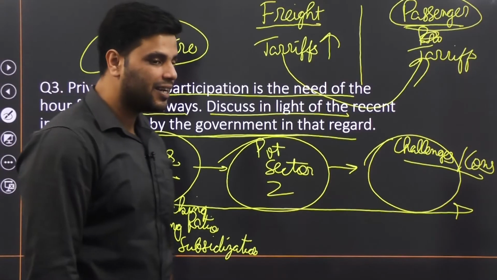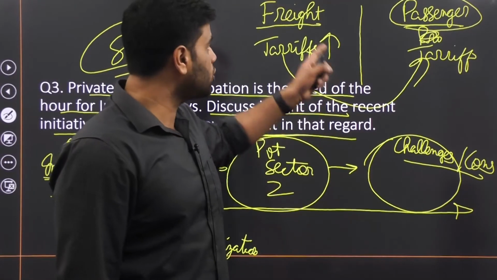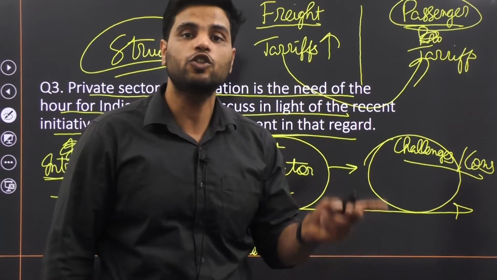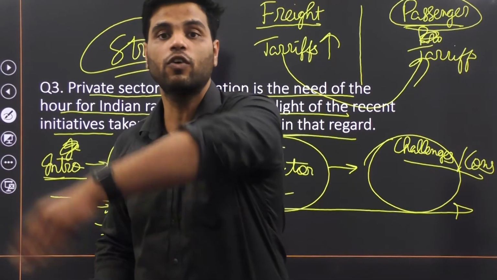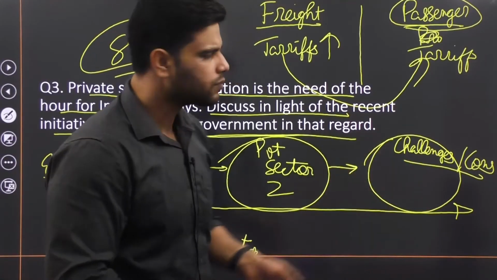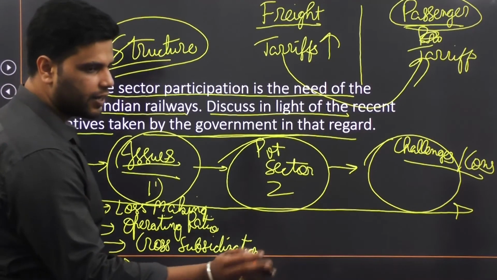Now that makes Indian Railways very inefficient, and because freight on railways is very expensive, transporters use road transport for transporting goods over long distances as well, right? And that is not efficient for India. Make sense? So this is the problem. Then there are many more issues you'll find in your model answer.